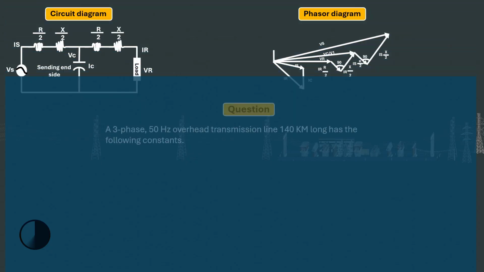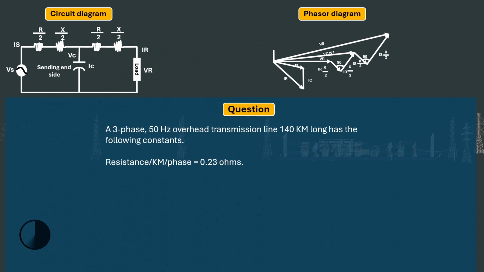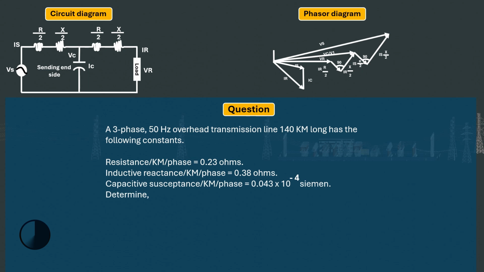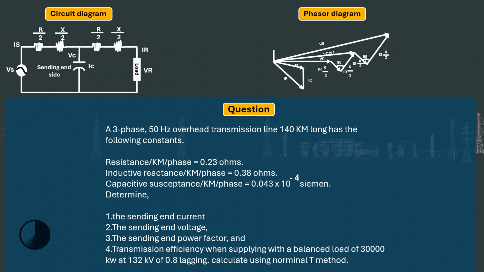For example, a 3-phase 50 Hz overhead transmission line 140 kilometers long has the following constants. Resistance per kilometer per phase is equal to 0.23 ohms. Also, inductive reactance per kilometer per phase is 0.38 ohms. Capacitive susceptance per kilometer per phase is equal to 0.043 multiplied by 10 raised to minus 4 Siemens. Now determine 1, the sending end current, 2, the sending end voltage, 3, the sending end power factor, and 4, transmission efficiency when supplied with a balanced load of 3000 kilowatts at 132 kV of 0.8 lagging. Calculate using the nominal T method.